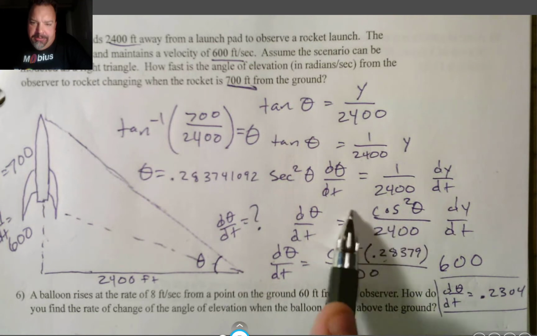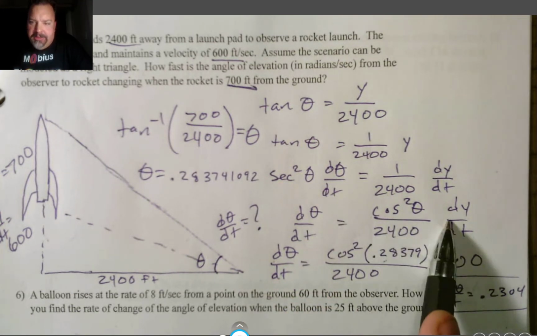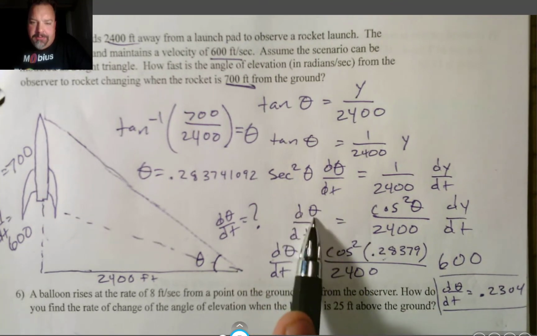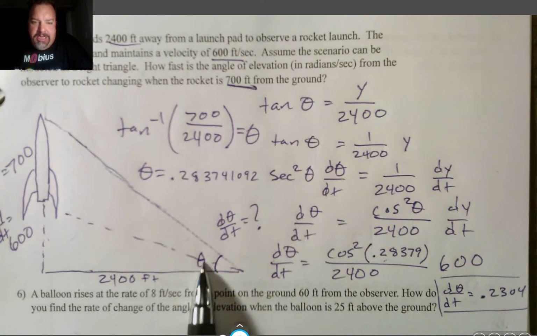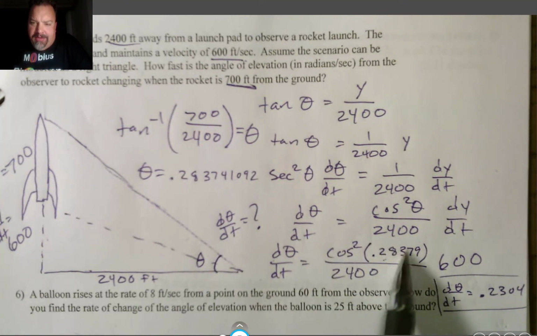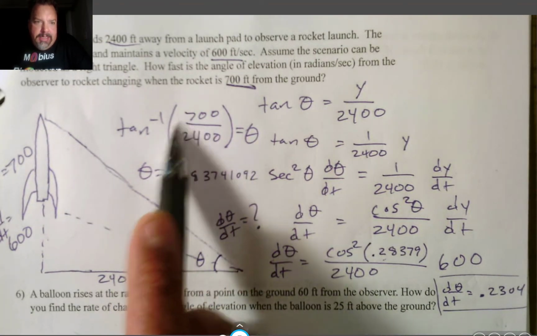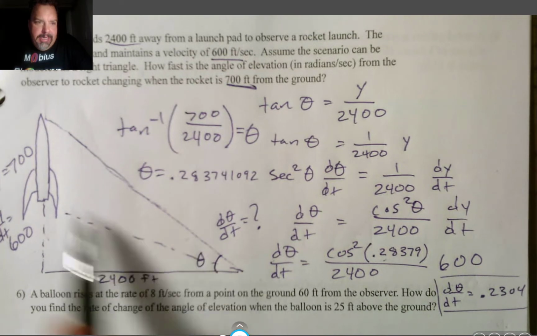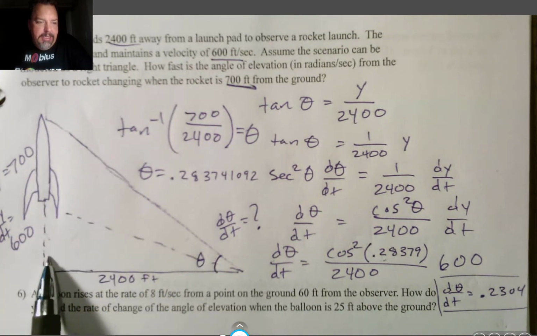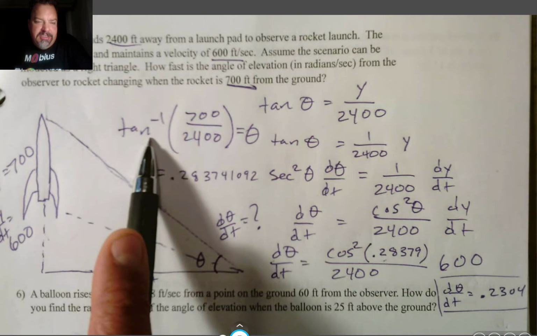I had this part here where we took the derivative and got cosine squared over 2400 dy/dt, and we're trying to solve for d theta/dt, the rate of change of this angle of inclination. And so we had to find this theta, and I think that's where we left it. So we have a triangle here, and the triangle has an opposite side of 700 and adjacent side of 2400, so we can use tangent to find theta. And specifically, we're going to use inverse tangent or arctangent.